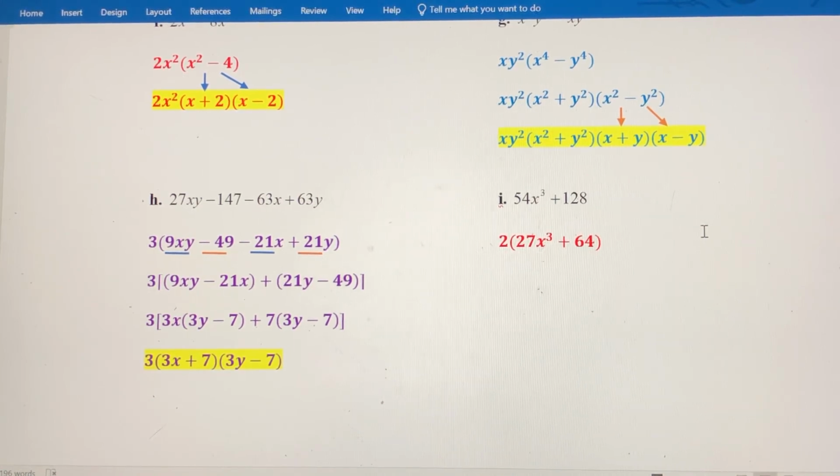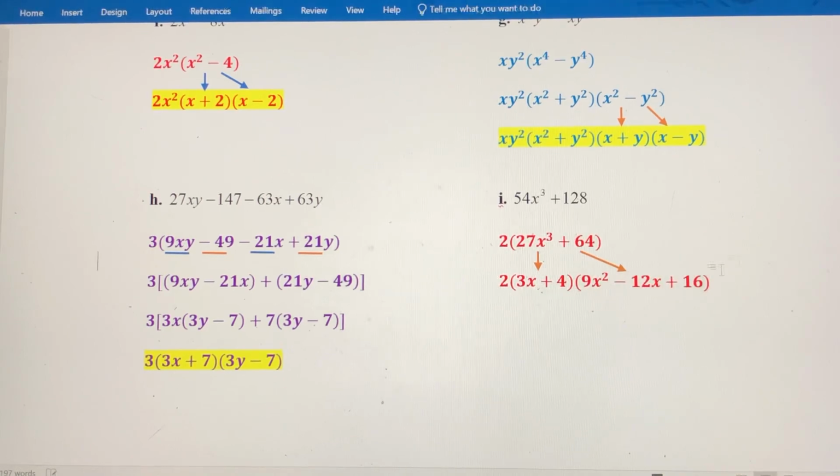Okay. So I'm going to bring the 2 down. The cube root of 27x cubed is 3x. The cube root of 64 is 4. So my binomial is going to be 3x plus 4. Okay, and again, hopefully you remember that pattern. We're going to square the 3x. We're going to multiply these two together and change the sign. And then we're going to square the 4. That's going to give me the trinomial that falls out here.